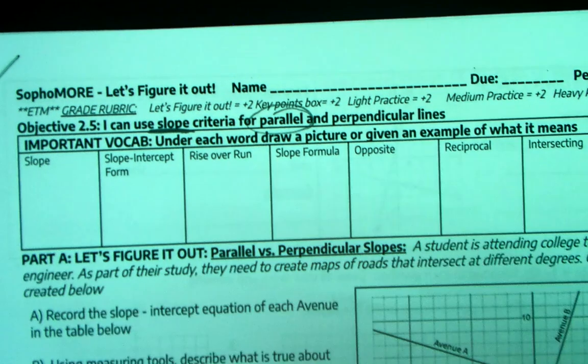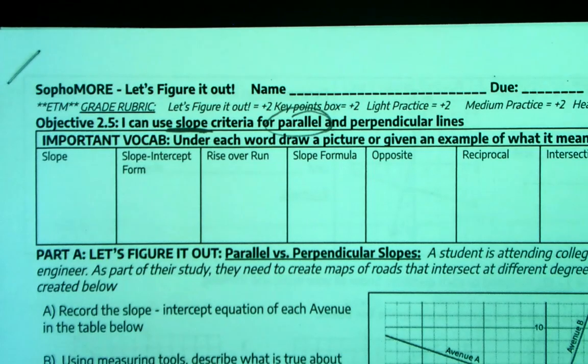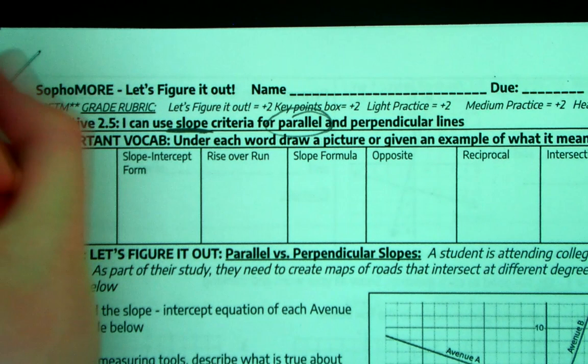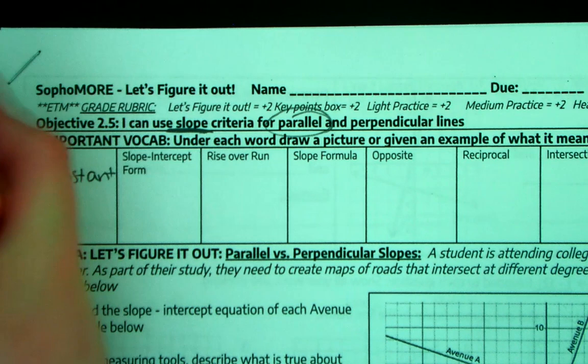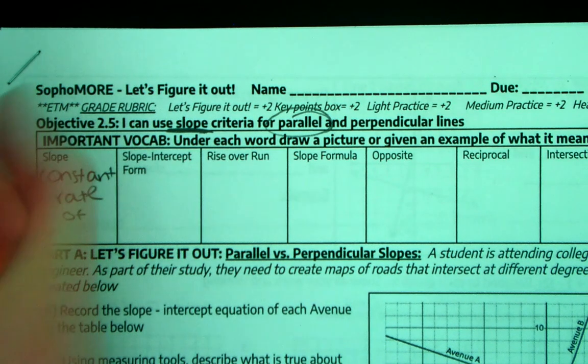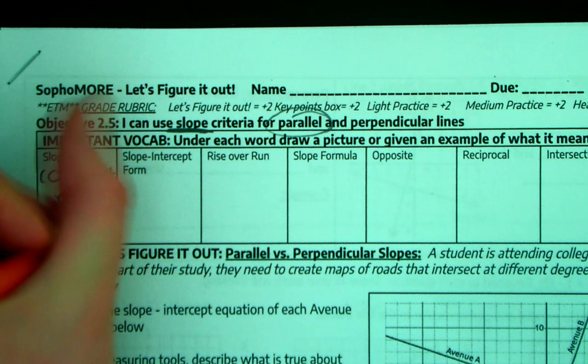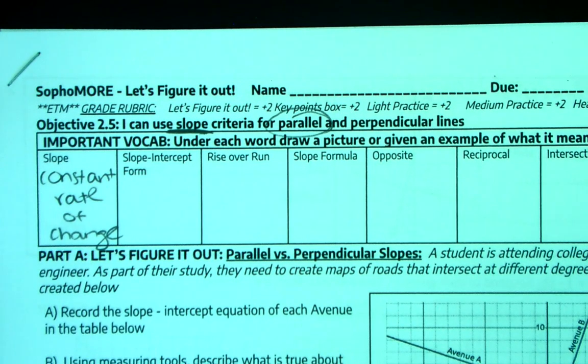So lots of important vocab this lesson, lots of blasts from the past, especially going on with slope. So slope, what is that even? That is a constant rate of change. So like a rate is when we're comparing one thing to another, and if one thing is changing at a constant pace in relationship to another thing, like I think of speed a lot, like 60 miles per hour, you're traveling 60 miles per every 1 hour. That's an example of slope. It's a constant rate of change.